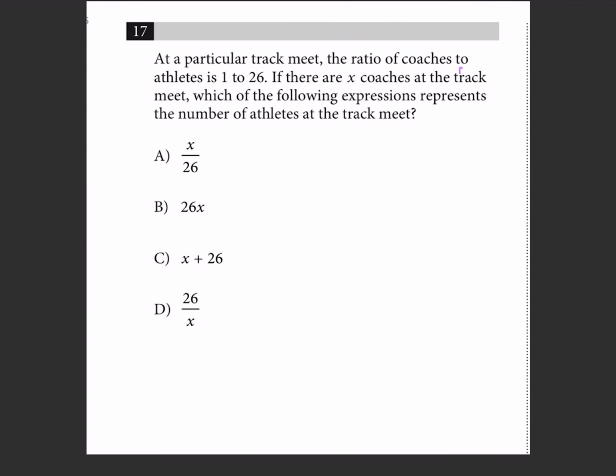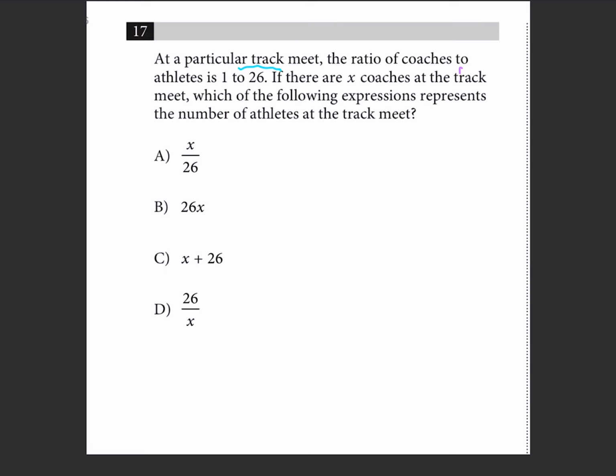Starting with this one. The reason I wanted to point this one out is not that it's extremely difficult, it's just that it's easy to get tricked on this. So the question says that at a particular track event, the ratio of coaches to athletes is 1 to 26. If there are X coaches at the track meet, which of the following expressions represents the number of athletes at the track meet? So as I always say, it would be a good idea if you just pause the video and you try this one, and then when you're done, we'll see how you did.